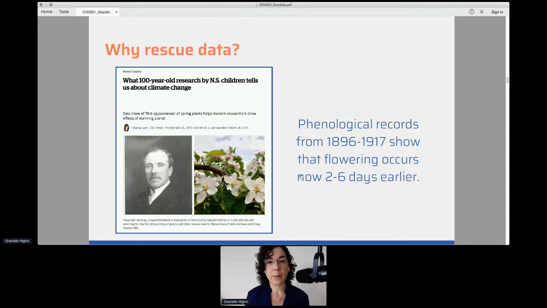We are doing that because we think data rescue is important for a lot of things. For example, it's because of rescued data that we know about the effects of climate change. This is an example of old studies from children in Nova Scotia. Because of these data, which are not official and archived, we know about changes in flowering due to climate change. So rescuing data is important for us to build baselines to understand the changes in biodiversity through changes in our planet.